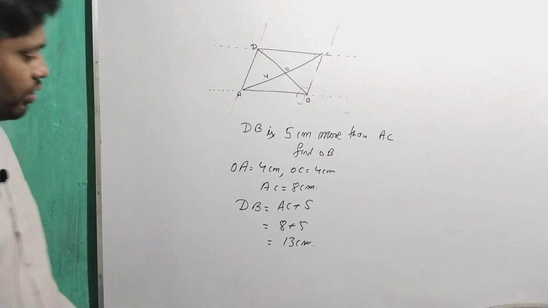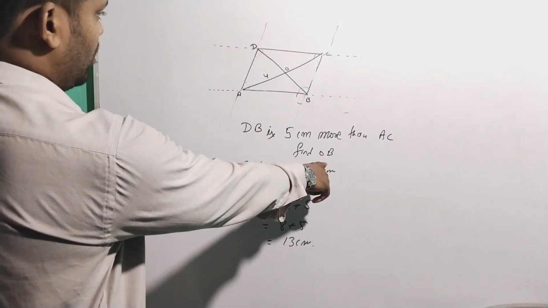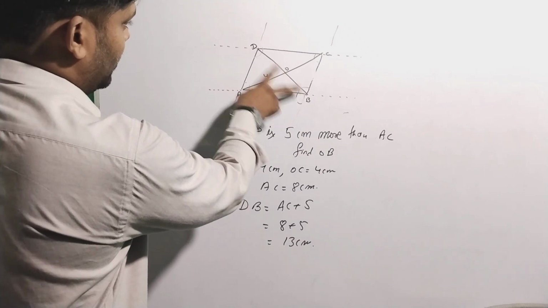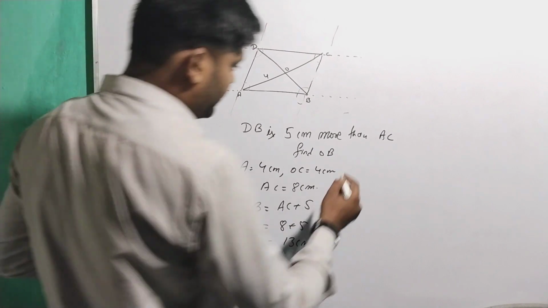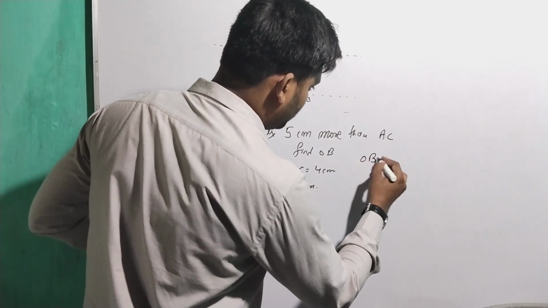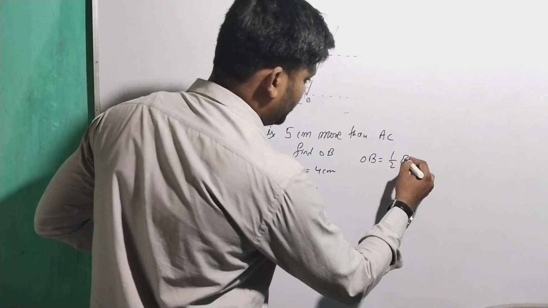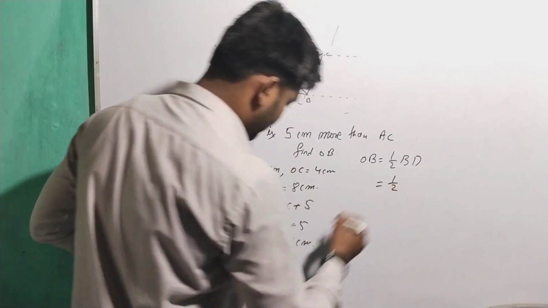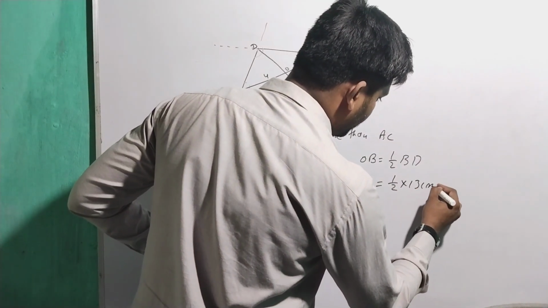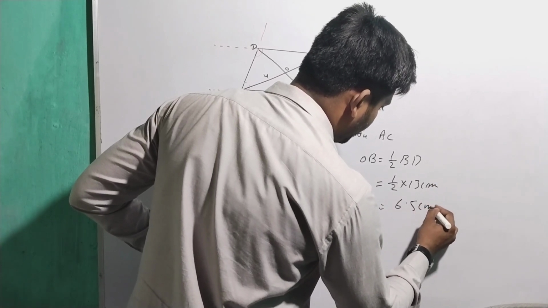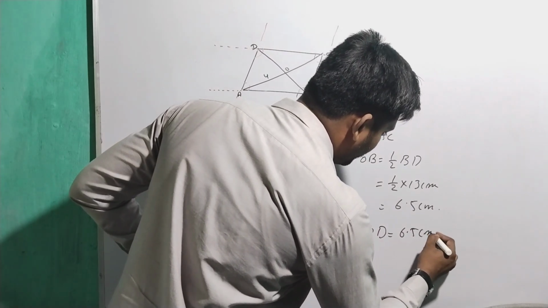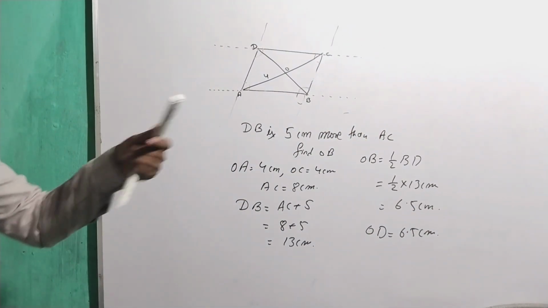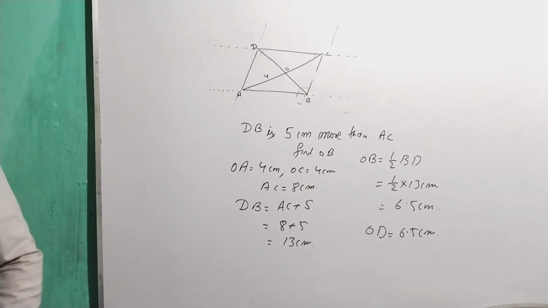Okay, now what do we have to find out? We have DB, we have to find OB. Again it is being divided into equal parts. So OB is equal to half of BD. Half of BD means half of 13 centimeter, so it will be 6.5 centimeter. And OD is also 6.5 centimeter. You know the property. Okay, so use the property and do the sum. Very simple sum. Just play with the properties.